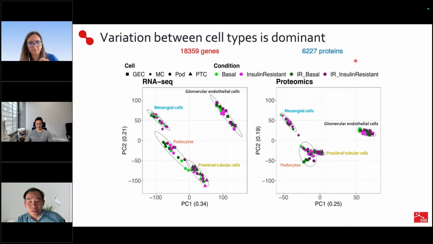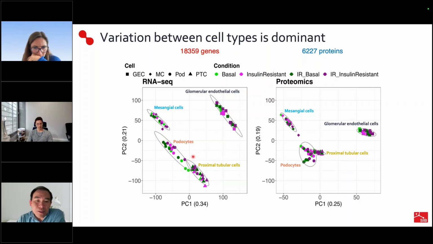So this one is the overall picture with a PCA plot, where we see a dominant variation between the cell types, compared to the variation between the two conditions, where we expect to see the variation between basal and insulin resistant.